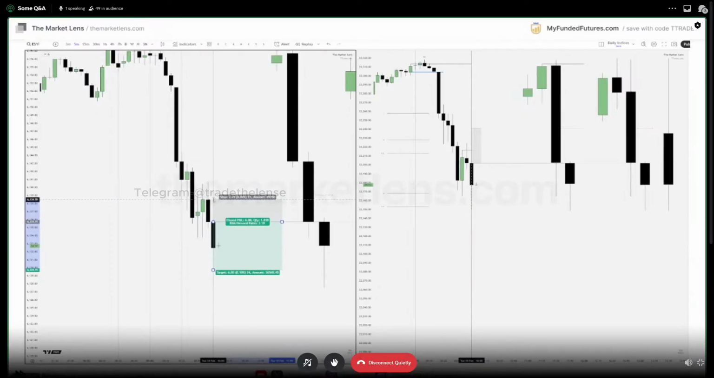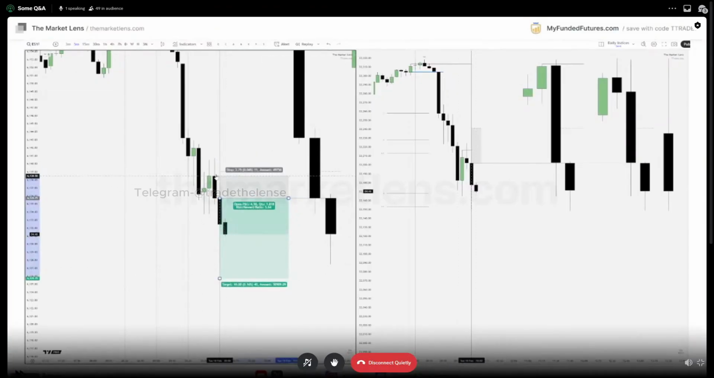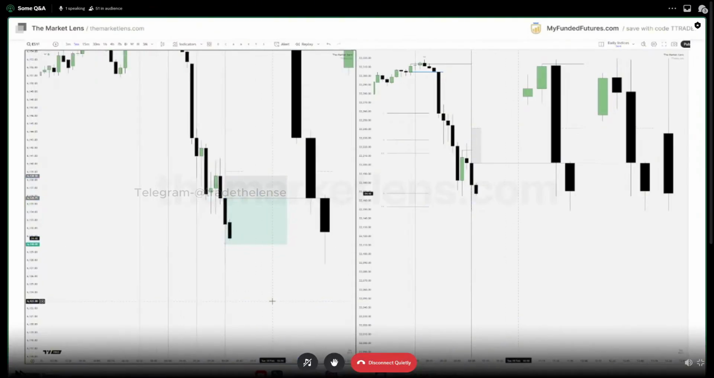Now the reason I would use my stop loss here is normally if these are going to go, they're just going to go. If I put it here, now I need quite a larger take profit. I don't know, it depends on what you like.